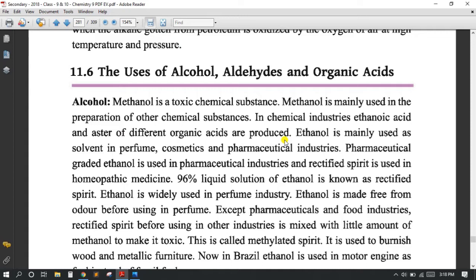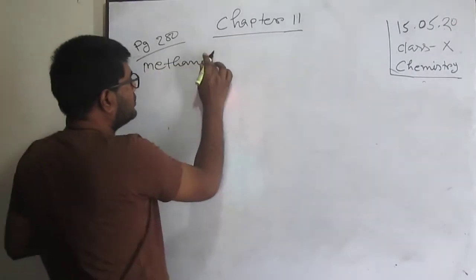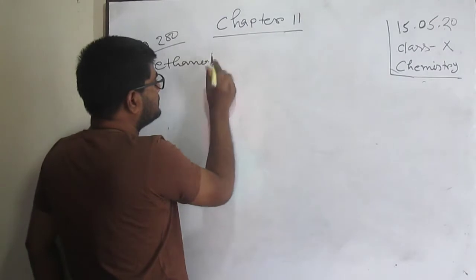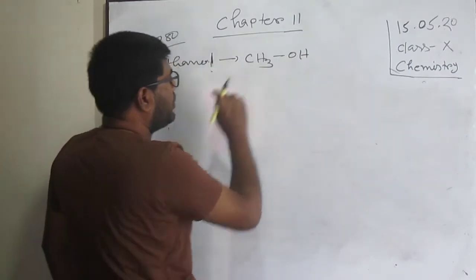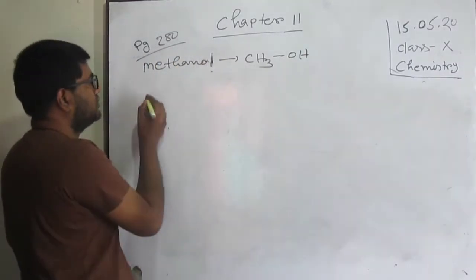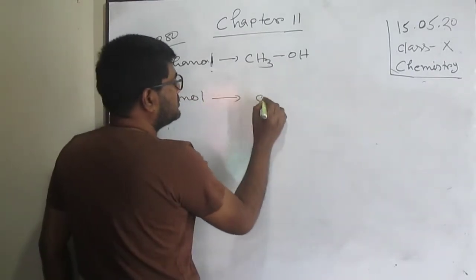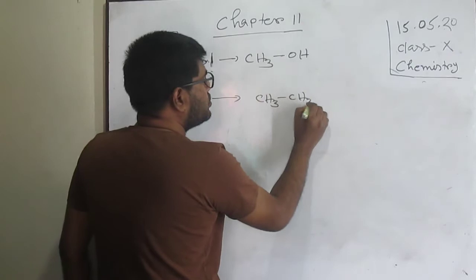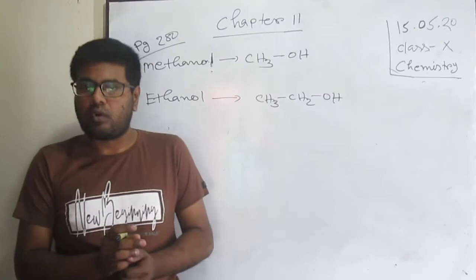At first, you have to understand some formulas of different acids and alcohols. So I am writing some formulas on the board. Methanol. This is methanol, CH3OH. Number 1 carbon. This is methanol. Ethanol, CH3CH2OH. This is called ethanol. So my topic is alcohol.